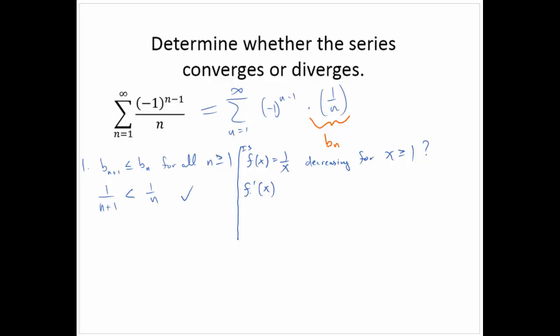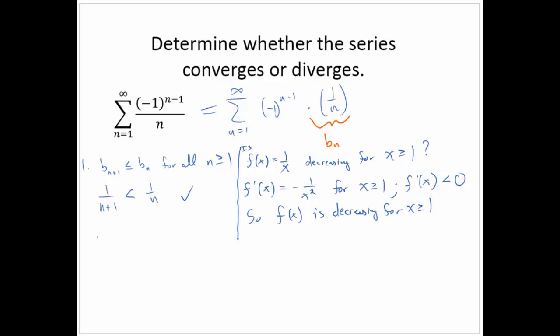So f prime of x ends up being negative 1 over x squared, and for x greater than or equal to 1, f prime of x is going to be less than 0. All right, because x squared is positive, so 1 over x squared is positive, and multiply that by a negative, and we get a negative. So f prime of x is less than 0 for x greater than or equal to 1. So f of x is decreasing for x greater than or equal to 1.